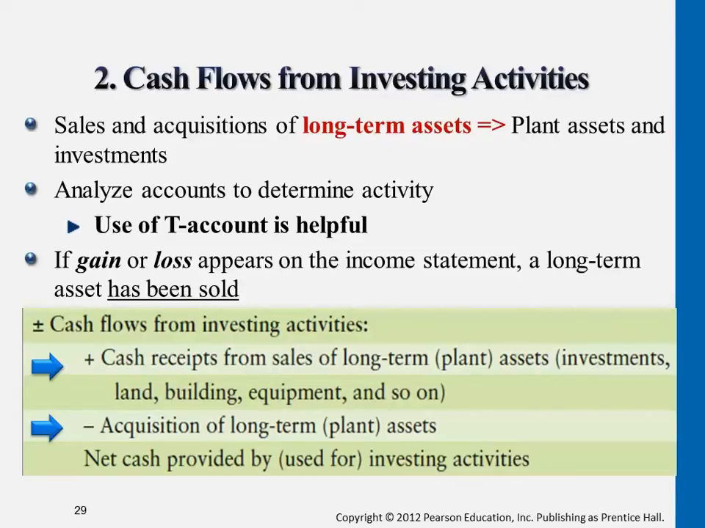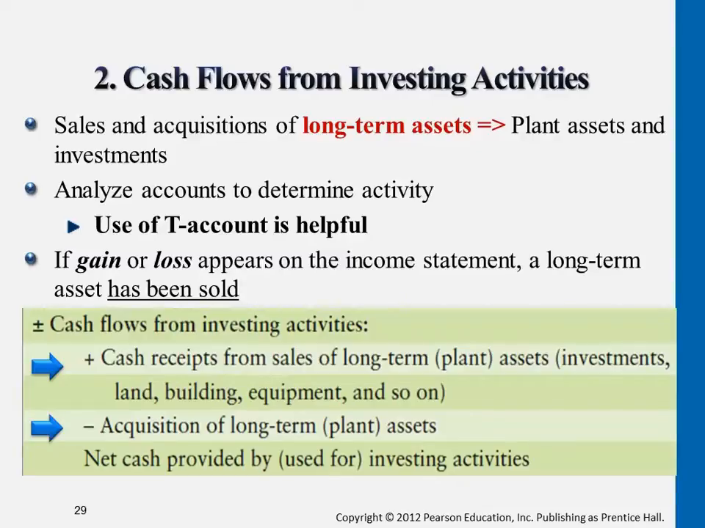Any cash that we collected based on selling plant asset will be added to this section. Okay, so basically it only has two types. Just the part that we received on long-term asset based on selling it, and the cash that we used up when we actually purchased new long-term asset.